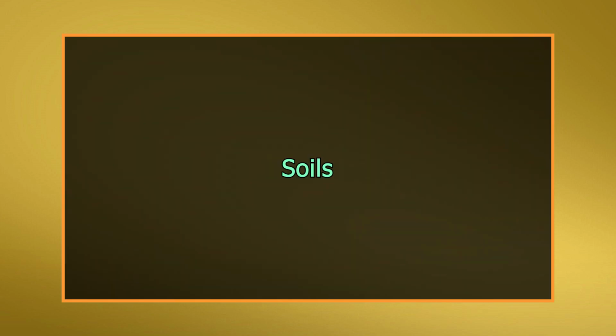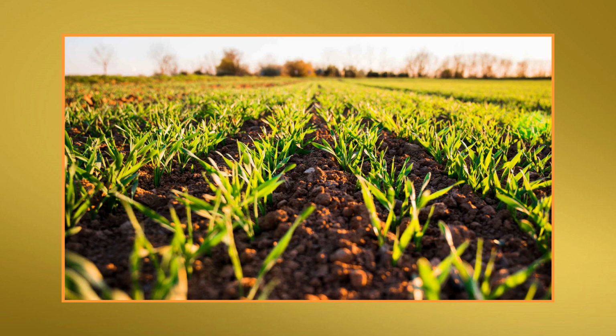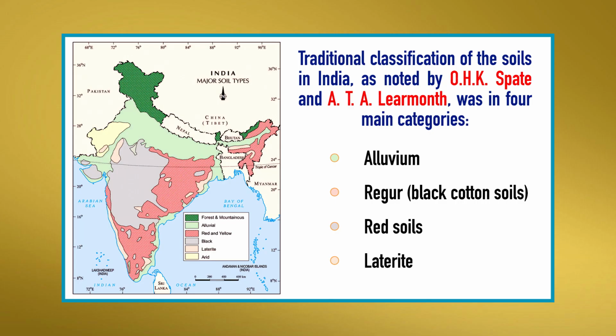Now we are going to discuss the soils. Soils support vegetation as also agriculture and have therefore been of vital importance in giving the Indian landscape a definite view. The traditional classification of the soils in India, as noted by Spate and Learmonth, was in four main categories: alluvium, regur or black cotton soils, red soils, and laterite.